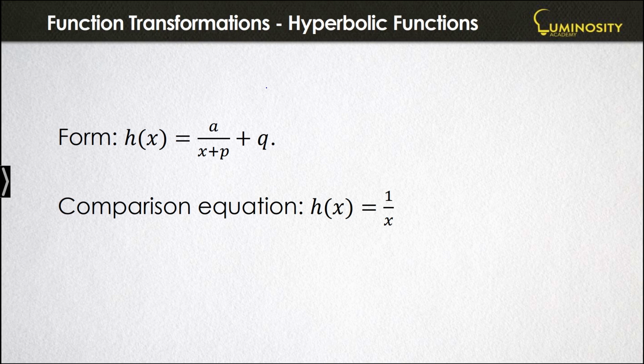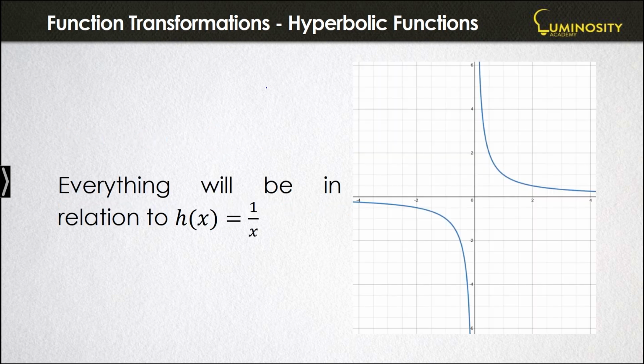In this lesson, we will be learning about hyperbolic functions and how to transform them. So we'll look over the form first, which is normally h of x equals a divided by the quantity of x plus p, and then all plus q. And our comparison equation, or our baseline equation, will be h of x equals 1 over x. So we'll check to see how altering a, p, and q transforms our function. But first, this is what our baseline function looks like.